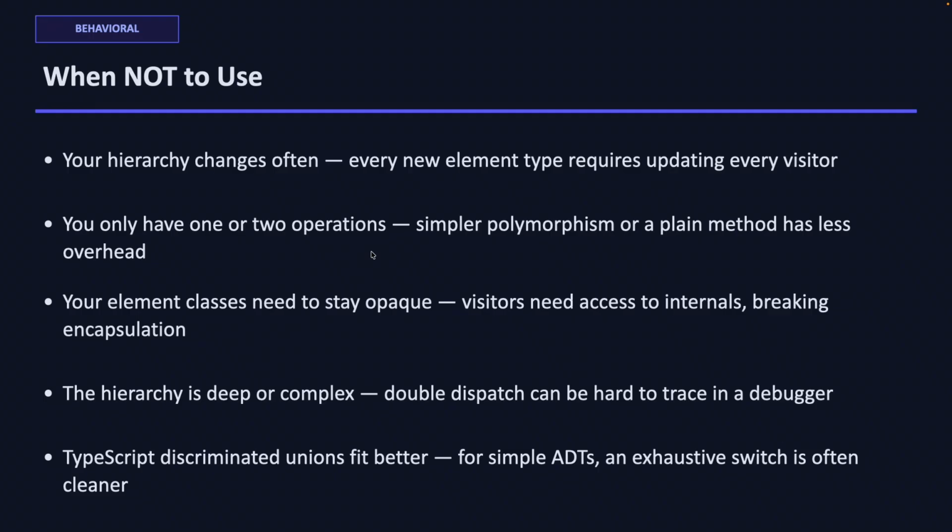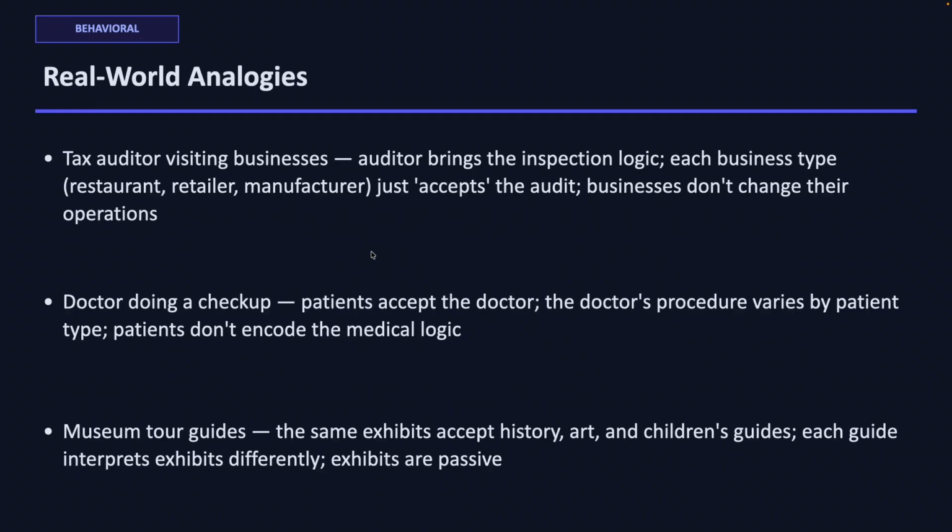The idea of the accept and visit overhead might not be worth it for a really, really small system. Also, understanding encapsulation matters. The visitors often need access to an internal state of elements because we're having this double dispatch between the two, so this might break object boundaries. And TypeScript has this thing called discriminated unions. This might be a bit better for simple algebraic data types. We could use a switch statement with exhaustive type narrowing. This might be cleaner and more type safe than having this double dispatch.